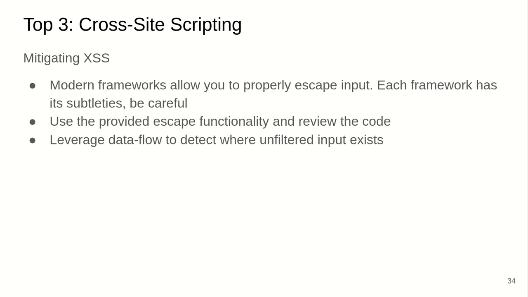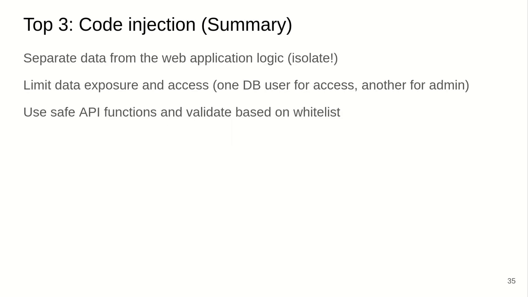Now, to summarize code injection, the third of the top three: you need to separate data from the web application logic. So isolate the data flow and the control flow and keep the two channels separate. Limit data exposure and access. So one database user for access, another one for administration, another one for writing. Use safe API functions and validate based on an allow list.